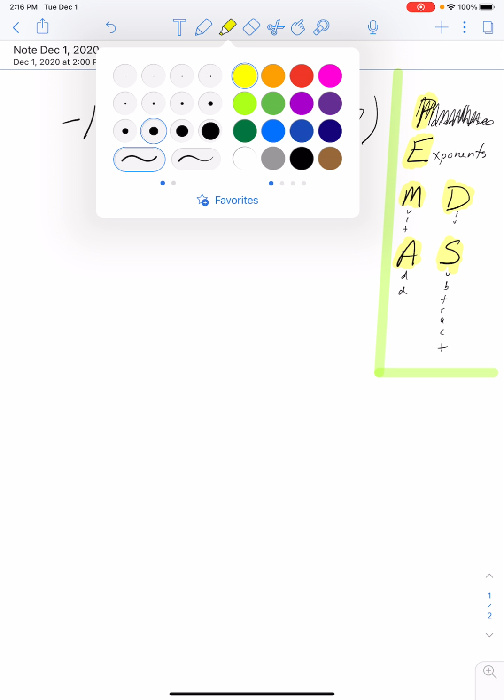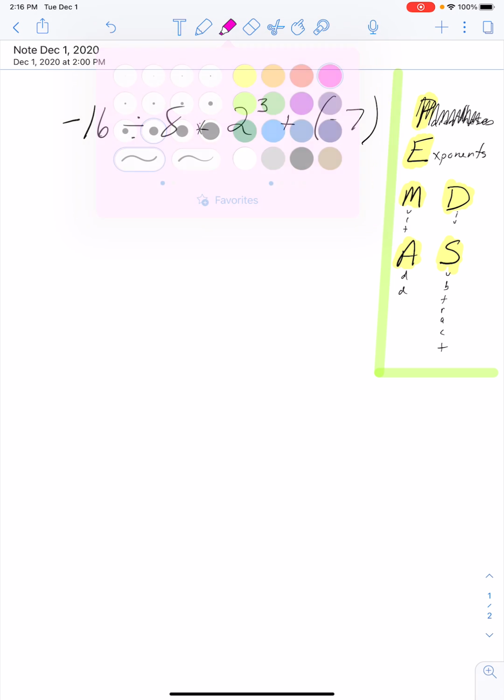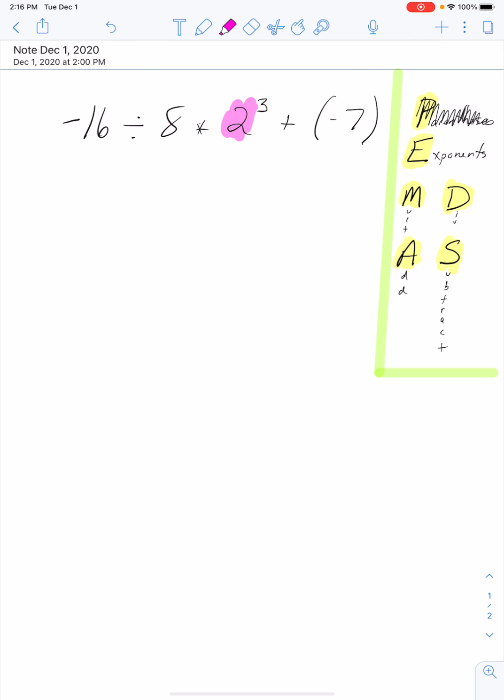The next thing we want to check is for exponents. And we can see right here that we do have an exponent in this. So 2 to the third power doesn't mean 2 times 3. It means take 2 and multiply it by itself 3 times. So 2 times 2 is 4. And then 4 times 2 gets me 8. So 2 to the third power is equal to 8.